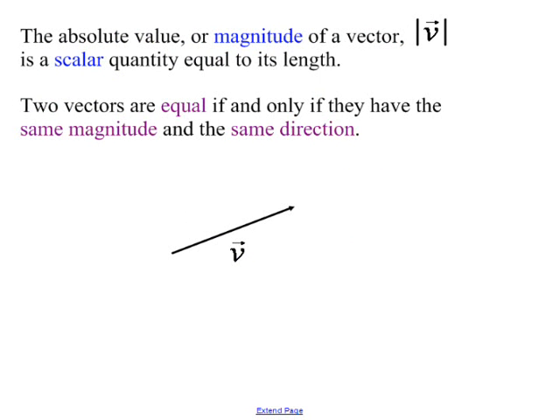When you see absolute value signs around your vector, what that's really asking you to do is find the magnitude of the vector, which is the same thing as the length. So we should be getting a scalar or a number when we're asked to take the absolute value of the vector. And it's important to know that two vectors are equal if and only if they have the exact same magnitude and the same direction.